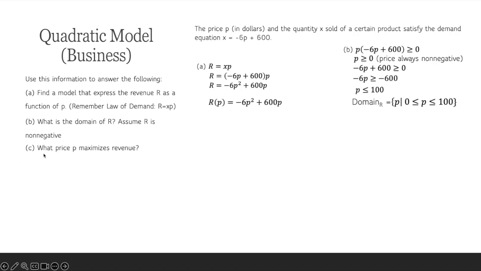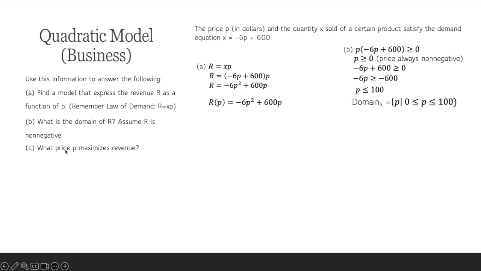Okay, next analysis. What price P maximizes the revenue? Again, you learn from the properties of a quadratic equation that when the constant multiplying the square is negative, your parabola opens downward. And then we are talking about a maximum point, that's the vertex of this parabola.